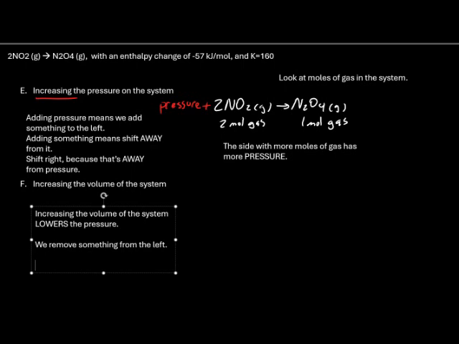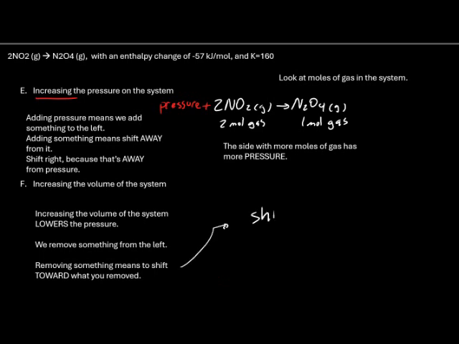And remember that anytime we remove something, we shift toward what we removed according to Le Chatelier's principle. Therefore, if we remove pressure, Le Chatelier's principle says shift toward pressure. Since pressure is on the left, we would shift left. To show that that's possible in our reaction, it would be correct to replace the single arrow with a double arrow. And so now we've covered a number of cases where we deal with Le Chatelier's principle and figuring out whether to shift left or right.